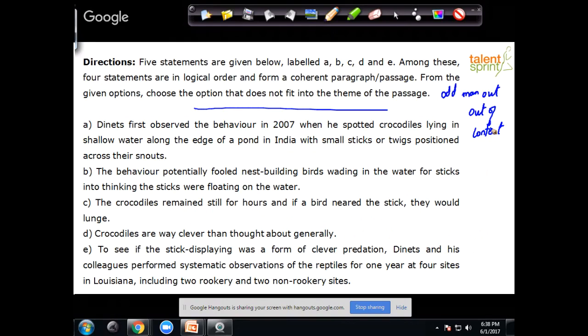And we will apply the same strategy that we apply for jumbled sentences, because it's all about, is it fitting in the given context? So ideally, you need to look at what's the general idea or main theme of the passage.